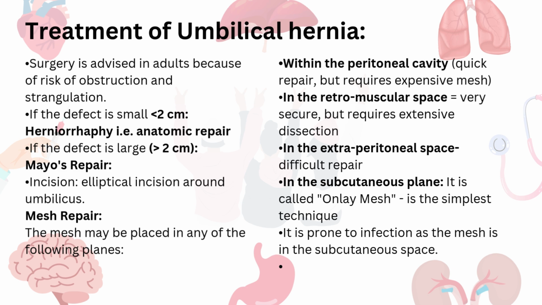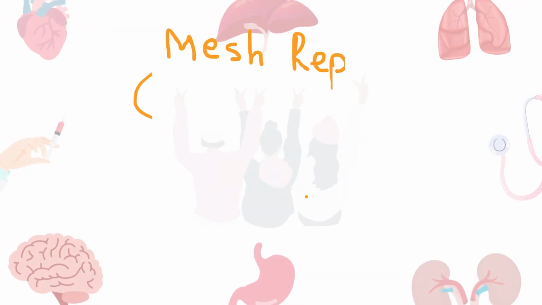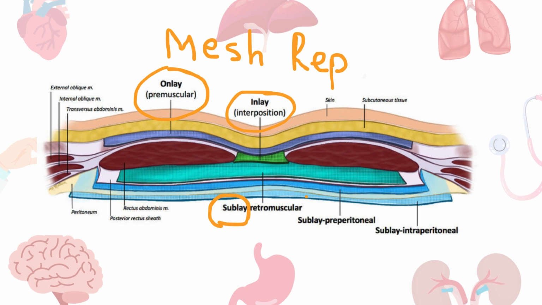Then mesh repair. The mesh may be placed in any of the following planes. Within the peritoneal cavity, it is a quick repair, but it requires expensive mesh because you are in direct contact with the bowel and other contents of the peritoneal cavity. In the retromuscular space, above the peritoneum but behind the muscles, it is very secure, but it requires extensive dissection. In the extraperitoneal space, it is very difficult to repair because it is difficult to retain the mesh there. And in the subcutaneous plane, which is called onlay mesh, it is the simplest technique, but it is prone to infection as the mesh is in the subcutaneous tissue.